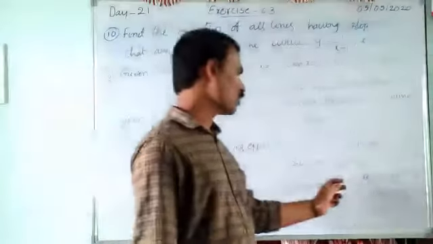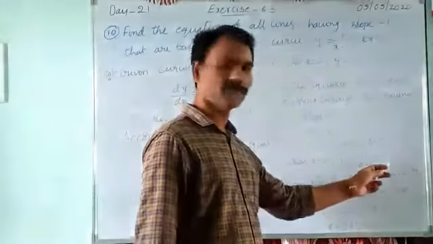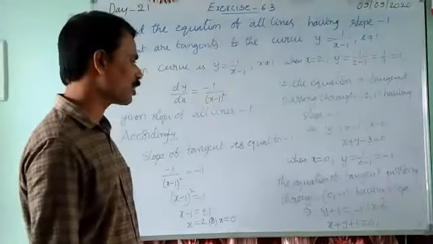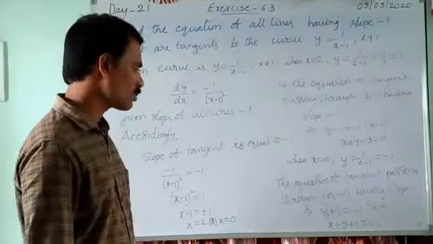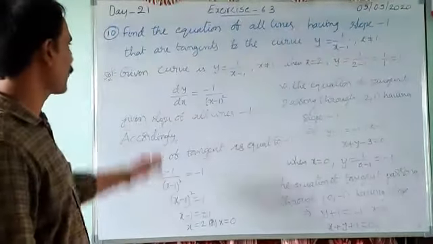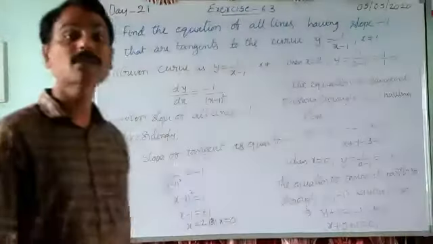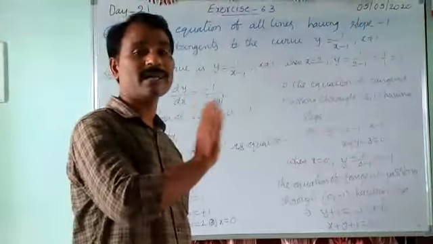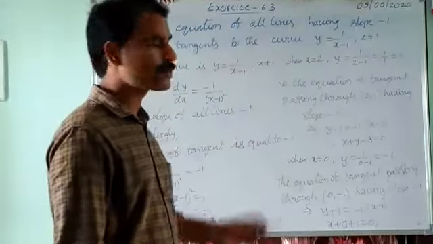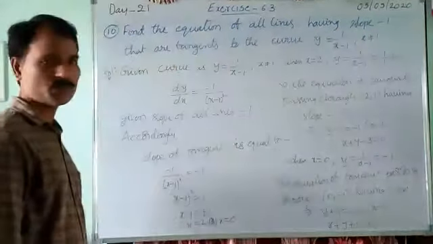When x equal to 0, y is equal to 1 by 0 minus 1, we will get the y value as minus 1. The equation of tangent passing through 0 comma minus 1 having slope minus 1, and finally we got x plus y plus 1 is equal to 0. We calculate the equation of all lines which are having slope minus 1. I already calculated these two lines.